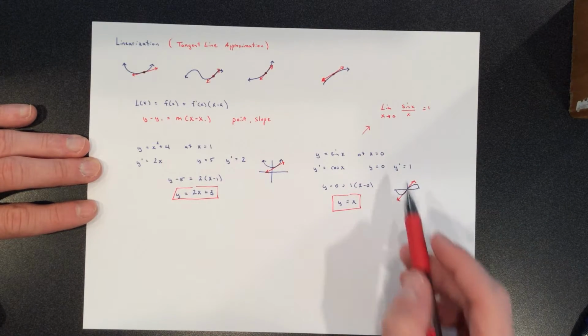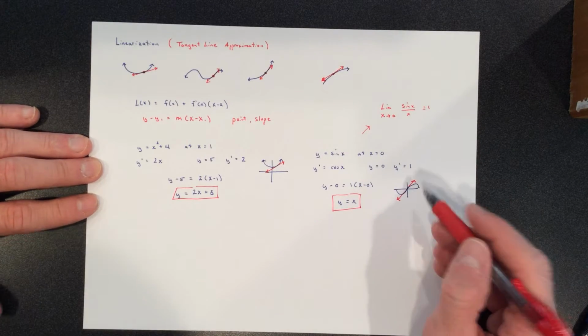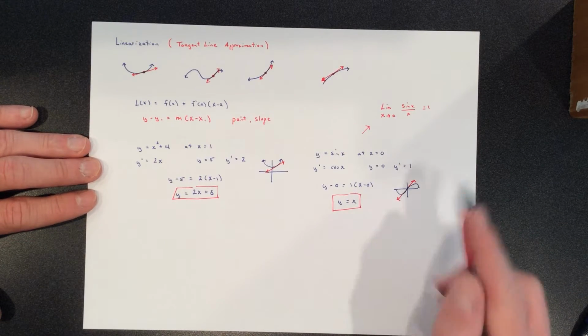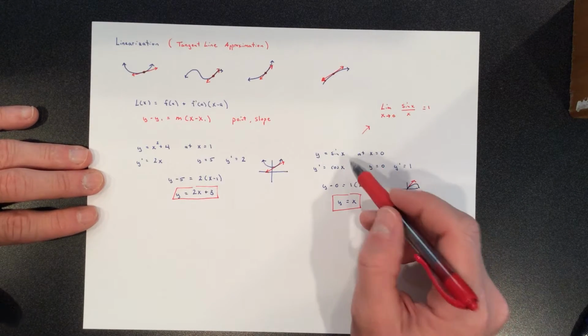We'll look at the two functions, sine x and x. x is the linearization of sine x. And so when x is equal to 0, those two things are the same function, so their ratio equals 1. Okay? We use this in physics.